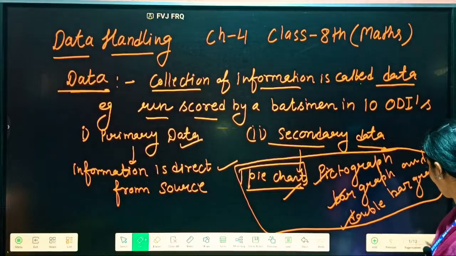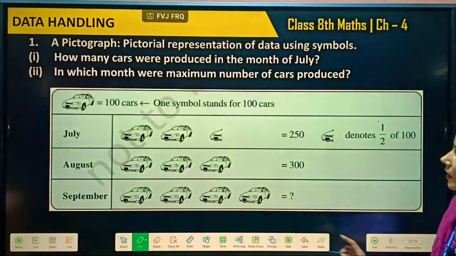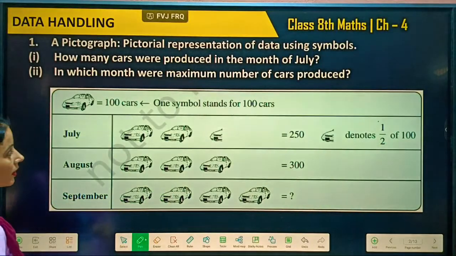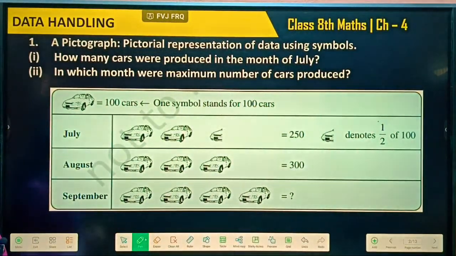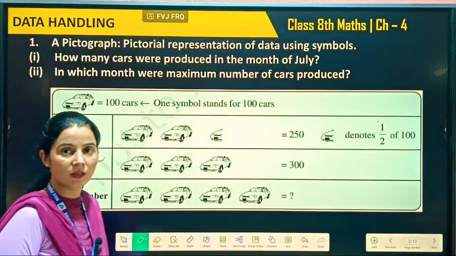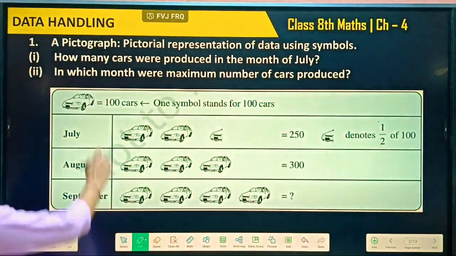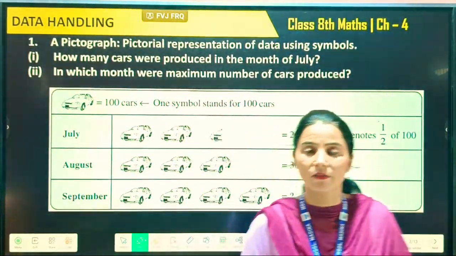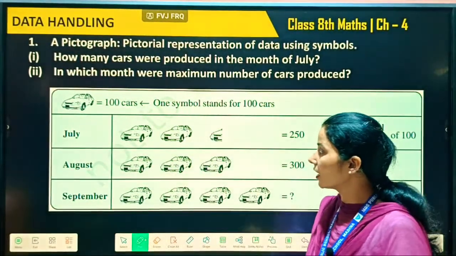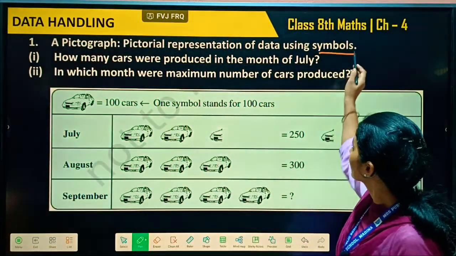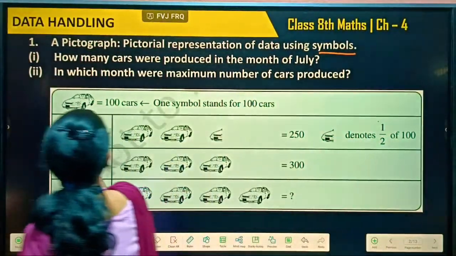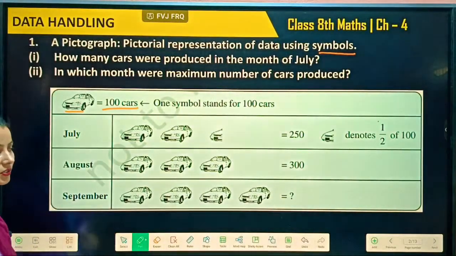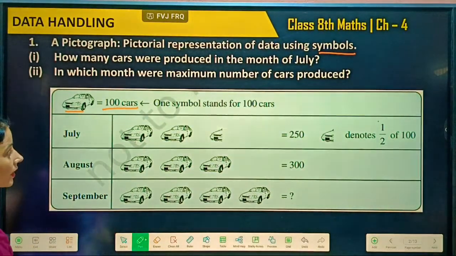Let us see first of all pictograph, in which we are representing information in picture form, that is pictograph, picture graph. Pictograph is a pictorial representation of data using symbols, like one car symbol is representing 100 cars. One symbol stands for 100 cars.